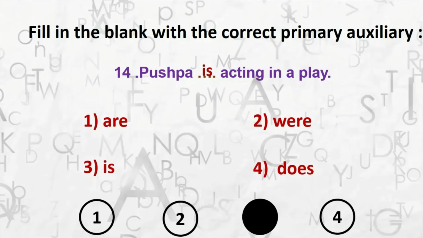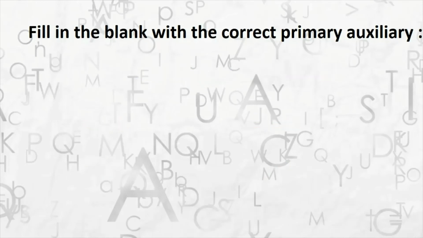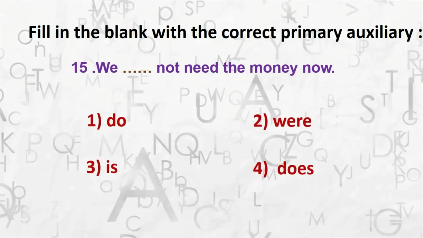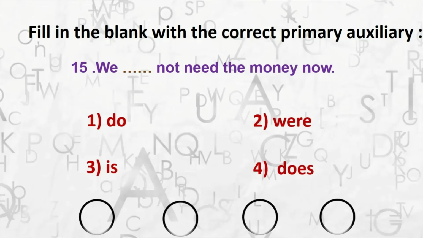And finally, we have the last example for this video today in pattern number 3, that is we dash not need the money now. We do not need the money now. We were not need the money now. We is not need the money now, or we does not need the money now. So what is the correct one? Yes, we do not need the money now.